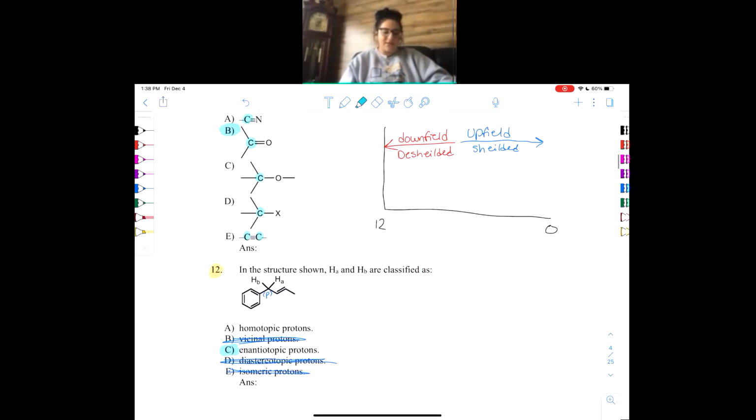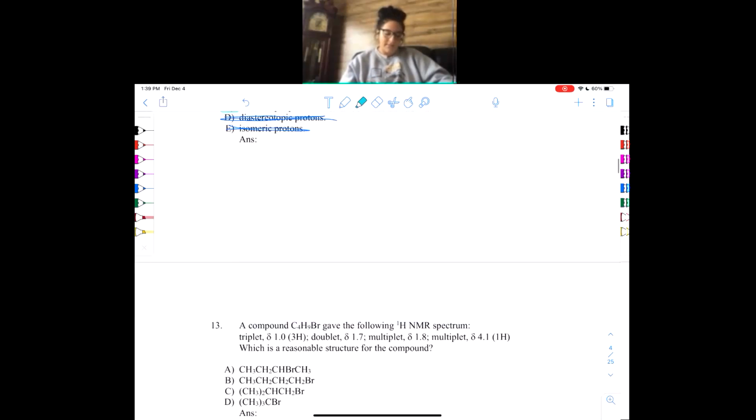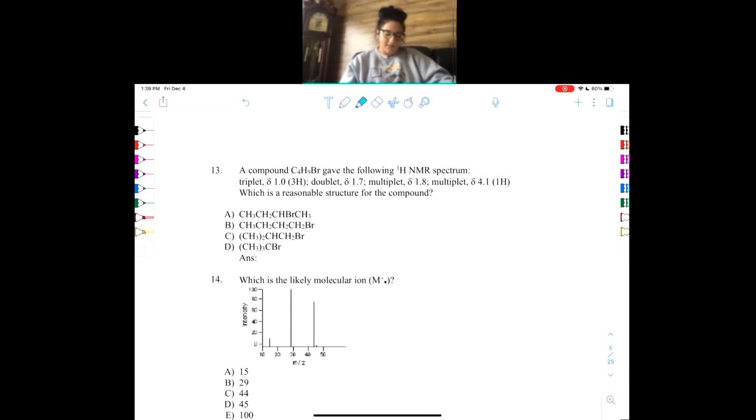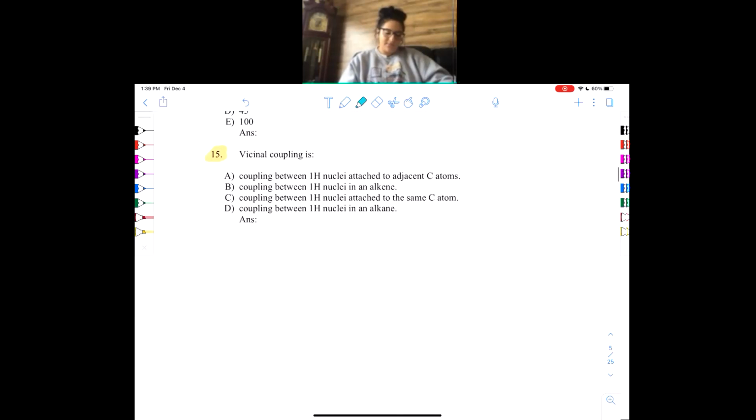And then someone had asked which one would be the second most de-shielded. I believe it would be A, but I have to look back because I know there's a little bit of a thing with triple bonds. But I believe it would be A. Okay. We're going to skip those because we did really similar ones.